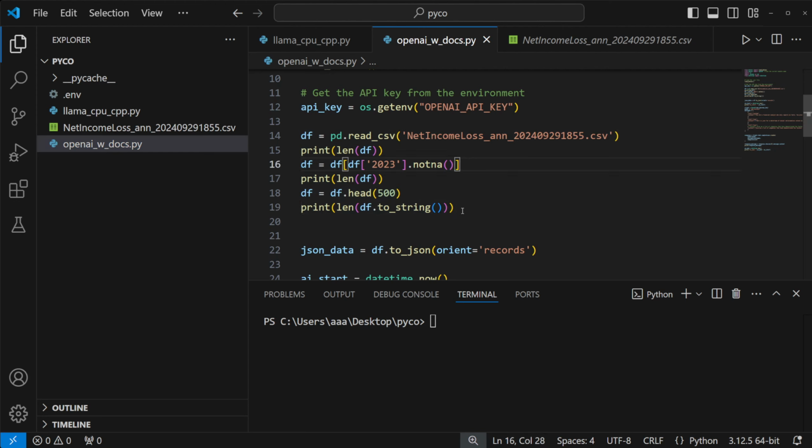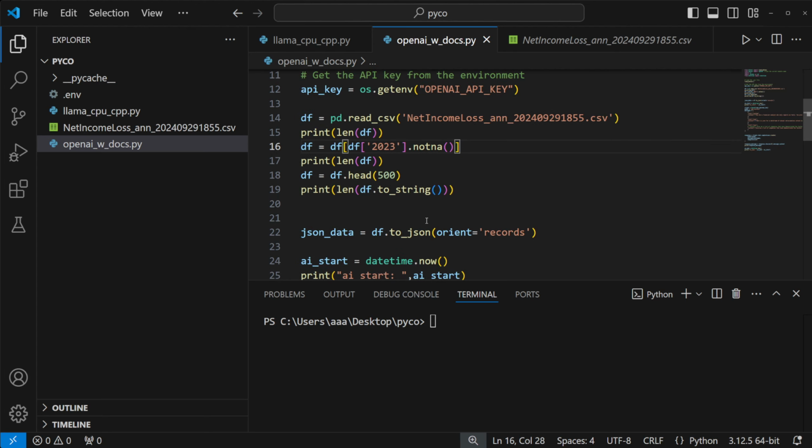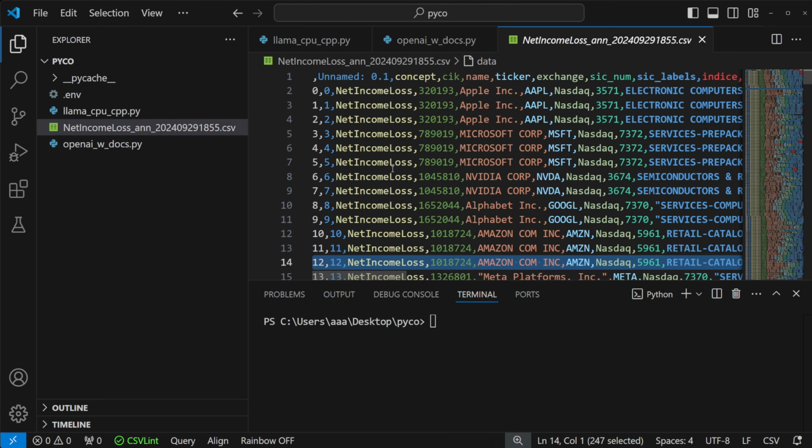These are just a few filters. Like here, I was like, let's only look at stuff that reported something last year. So it's saying if it has NA in 2023, get rid of it, because we're dealing with the OpenAI API, and that has rate limits on it. This filter just gives us the top 500 rows.